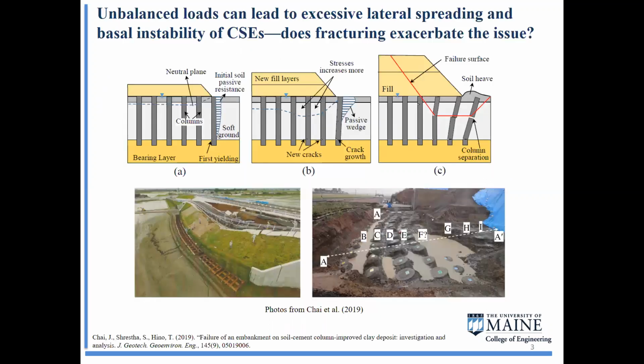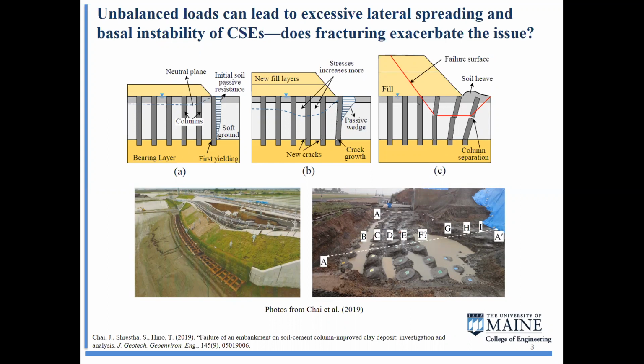So unbalanced loads can lead to excessive lateral spreading and basal instability of CSEs. But what we are particularly interested in answering is whether or not column yielding and fracturing necessarily exacerbate the issue. Now, rigid concrete columns are several orders of magnitude stiffer than the foundation materials, and this precludes mobilization of any lateral bending resistance in the columns and passive resistance in the foundation soil simultaneously.